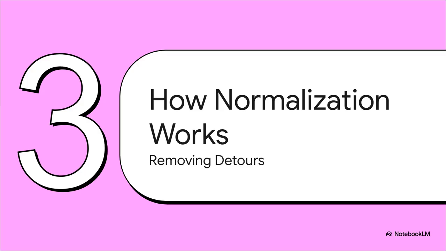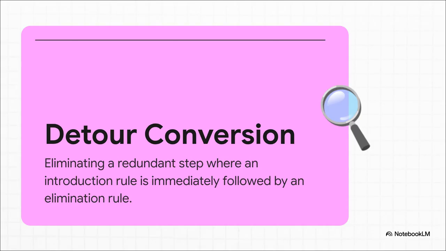All right, so let's get into the nitty-gritty. How exactly do we remove all these detours without breaking the logic? The main technique is something called detour conversion, and it targets a very specific kind of redundancy. So in logic, you've got introduction rules that let you build up a complex idea. Then you have elimination rules that let you break it down to use its parts. A detour is simply when you build something up, only to immediately break it down in the very next step.